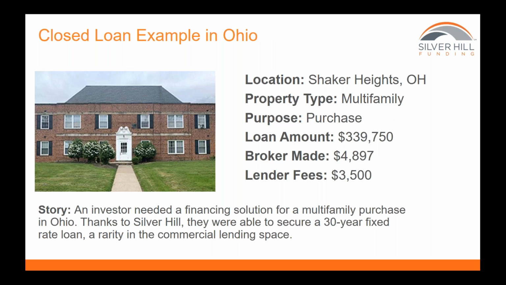Here's a property in Ohio that we did, a multifamily. Broker didn't make as much, obviously not as big a loan, $4,800. This was for an investor needing a financing solution on a purchase in Ohio. They got a 30-year fix, which really is something new that Silver Hill came out with. And now what we've seen is some of the other competitors in the market have also gone to this. This is something that we didn't expect was going to be very popular, but it is extremely popular. So a traditional 30-year loan on a commercial property, much like a residential loan.